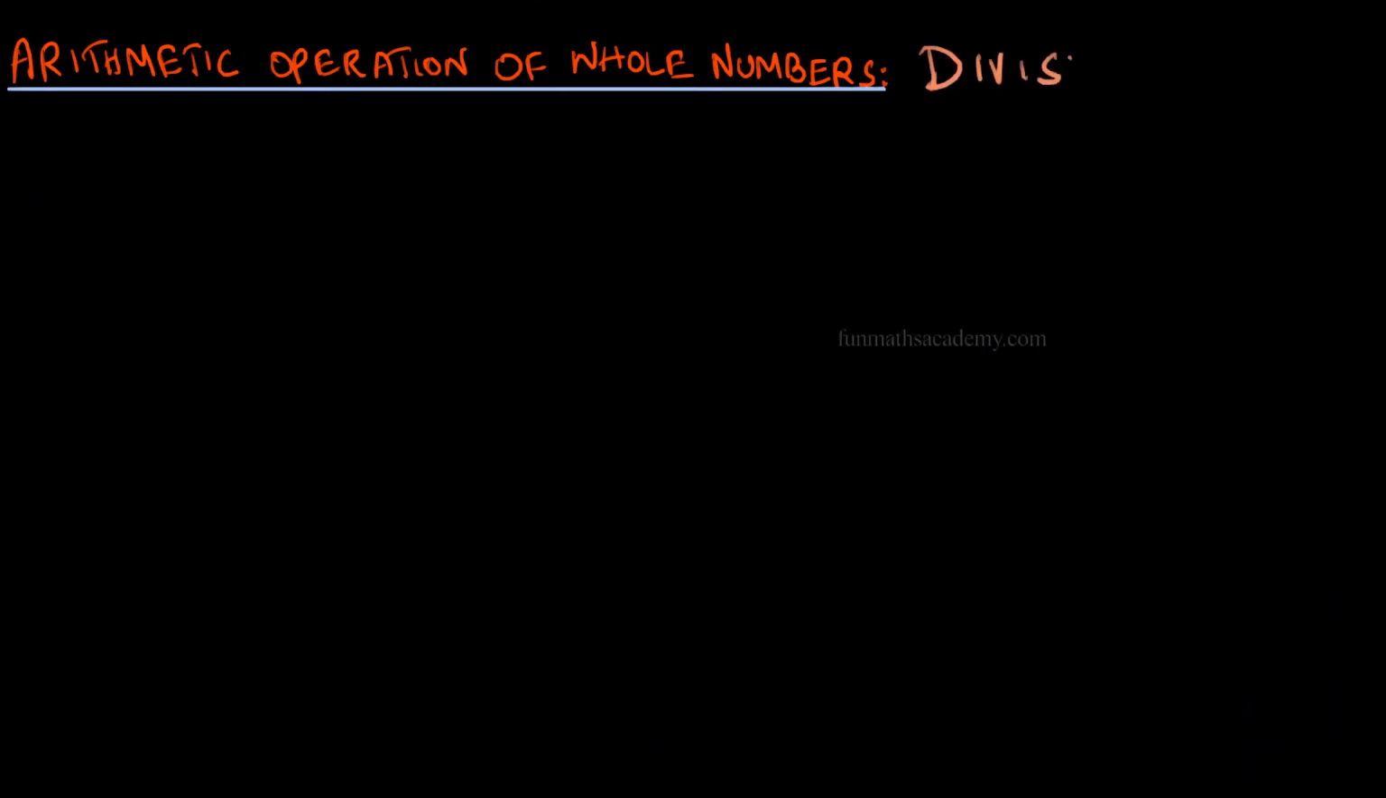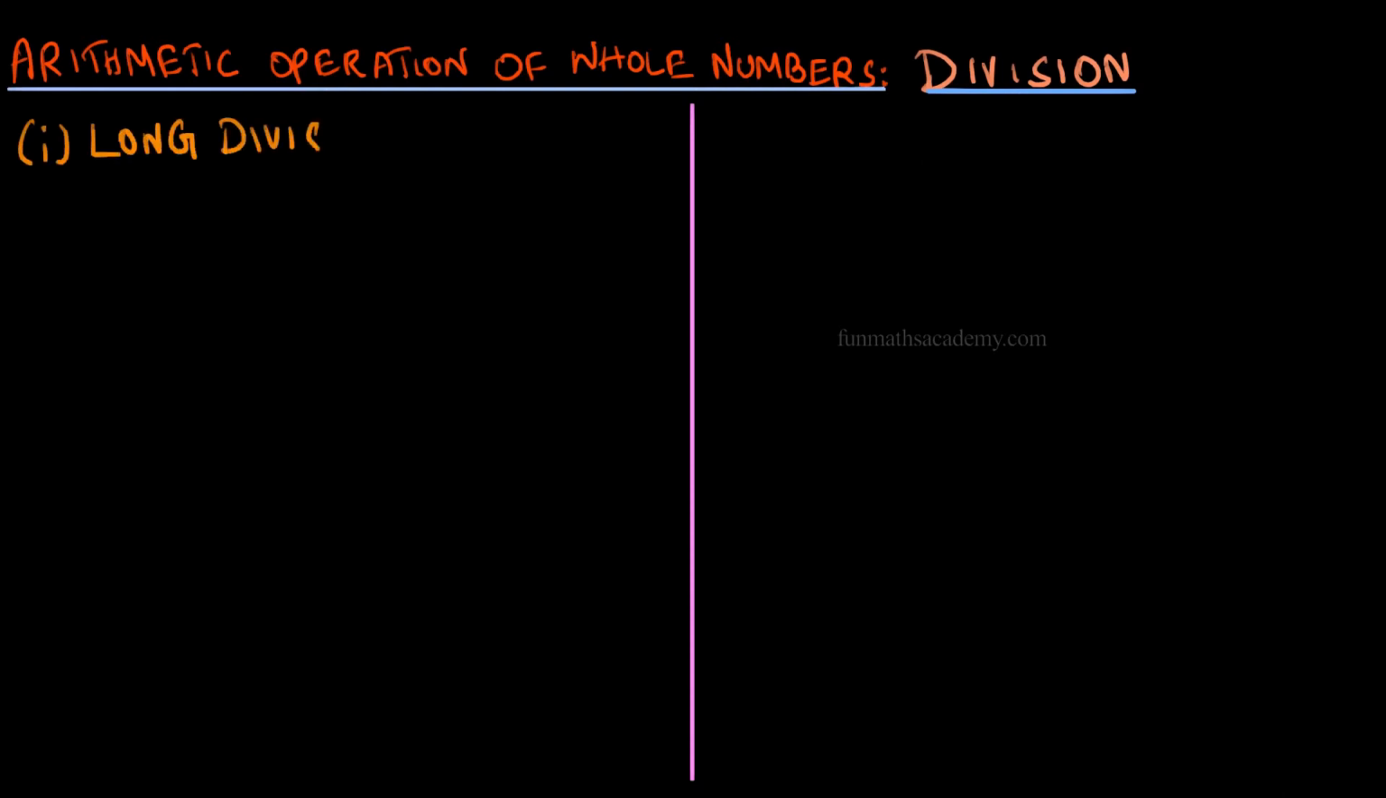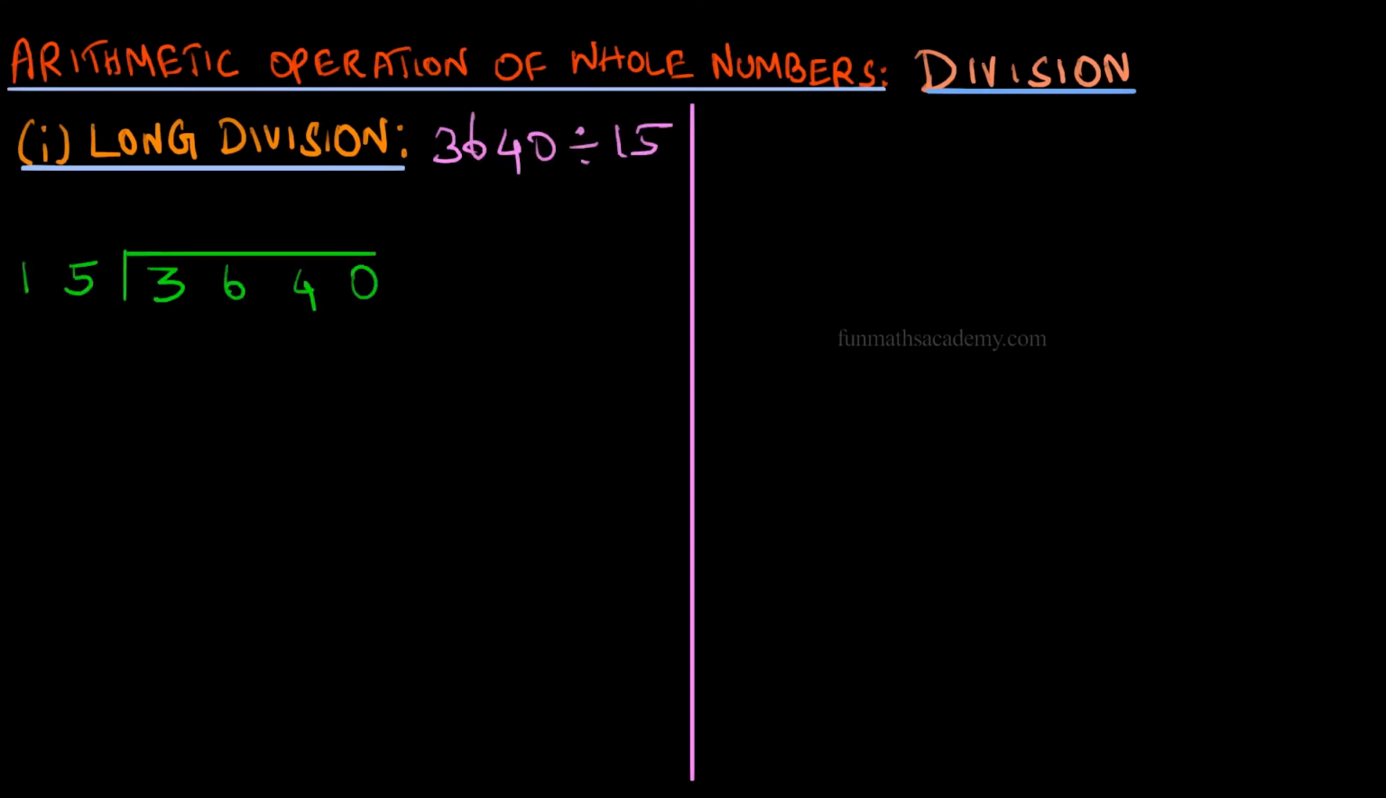There are two ways to find the quotient in division, short division and long division method. We know that division is nothing but repeated subtraction. In fact, in the long division method, all we do is subtract repeatedly. For example, let us divide 3640 by 15 using the long division method.